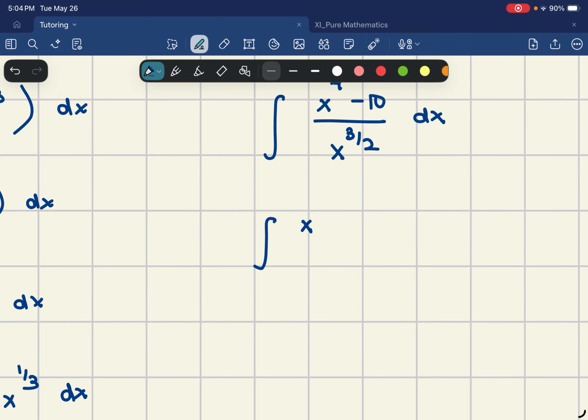Now I can distribute this, right? I can write it as x to the power 4 divided by x to the power 3 over 2 minus 10 over x to the power 3 over 2 dx.